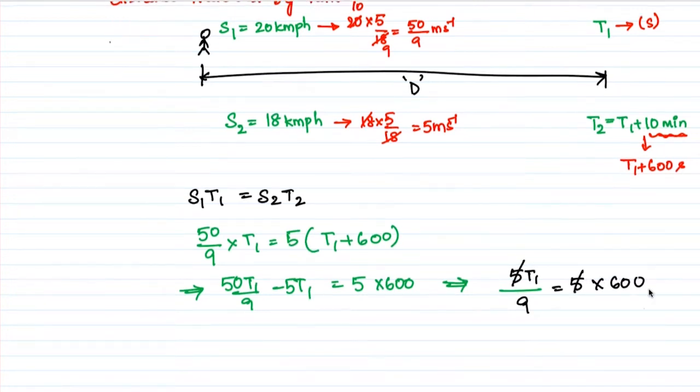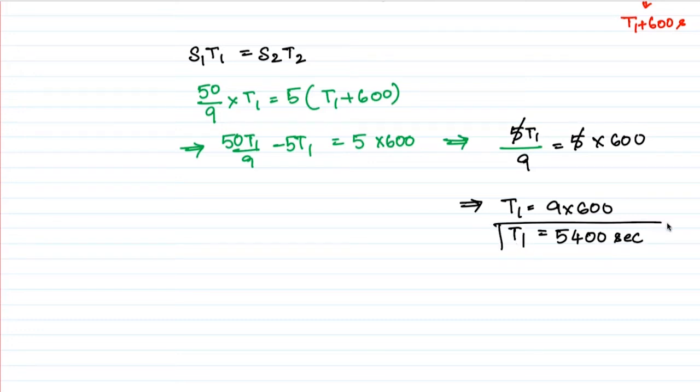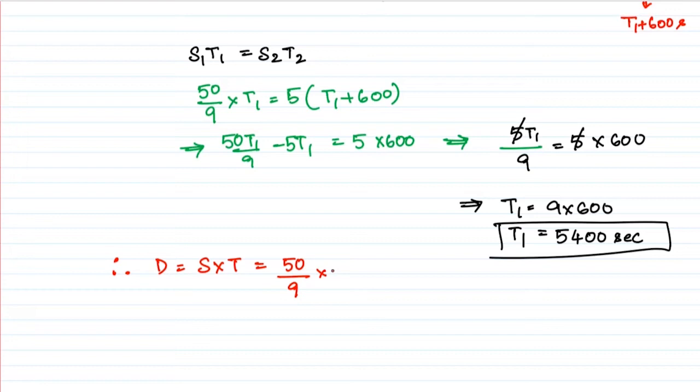So from here, I can write T1 is equal to 9 into 600, that is 9 6 are 54. So 5400 seconds, right? So we got T1 is equal to 5400 seconds. But in our question, we have to find the distance. So from the basic relation again, distance is equal to speed into time. So speed in the first case is 50 by 9 meter per second into 5400 seconds.